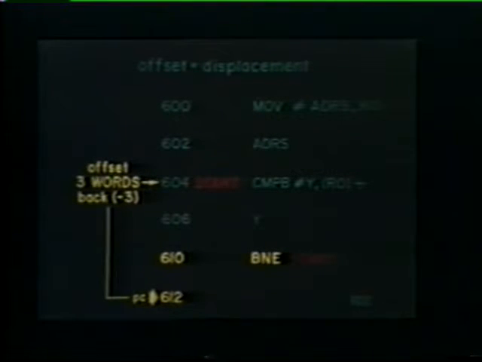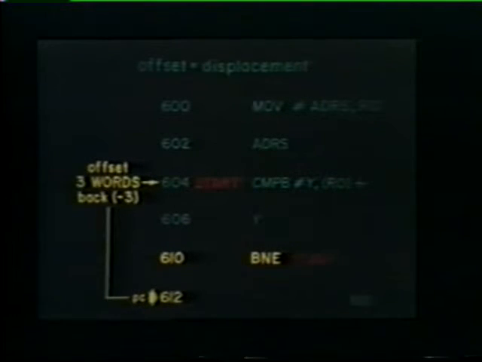Offset is just another word for displacement. This displacement refers to the distance between the point we wish to branch to and the current address in the program counter. It is extremely important to notice that the offset is calculated relative to the updated PC. In this case, the branch instruction is at location 610. We want to go back to an address of 604.